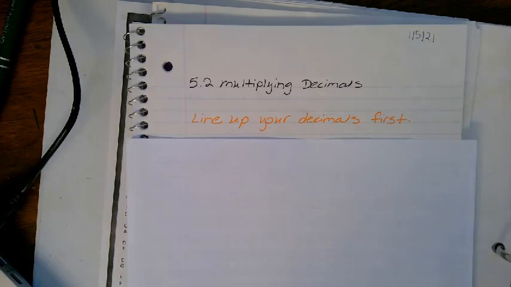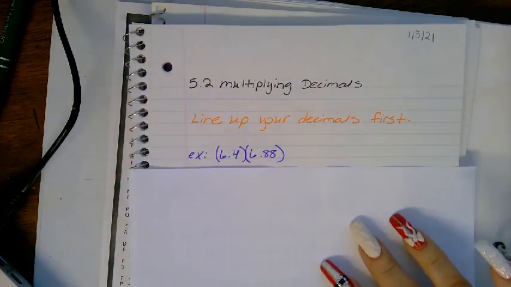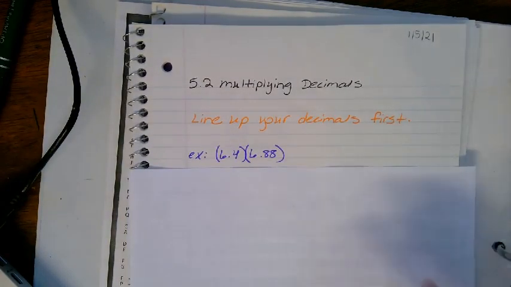So make sure you line up your decimals first. So let's look at this one. If we have something like this given to us, there's 6.4 in parentheses and then 6.88 in parentheses. Those parentheses are just meaning that we are multiplying those together, you guys. So instead of the dot, you have parentheses.